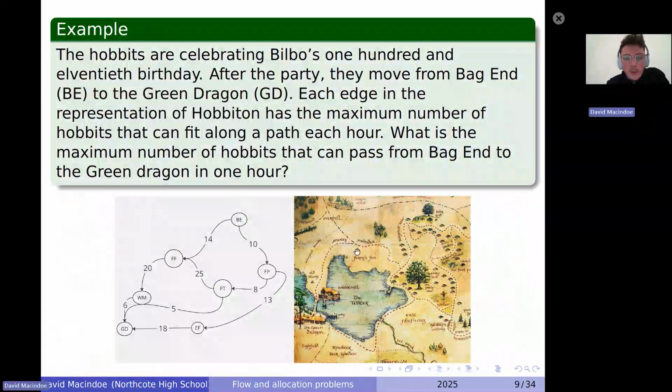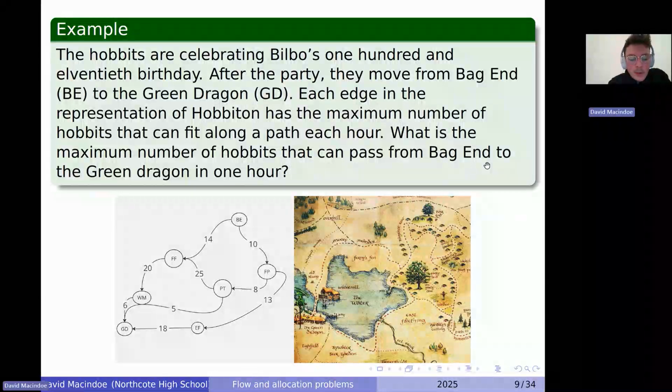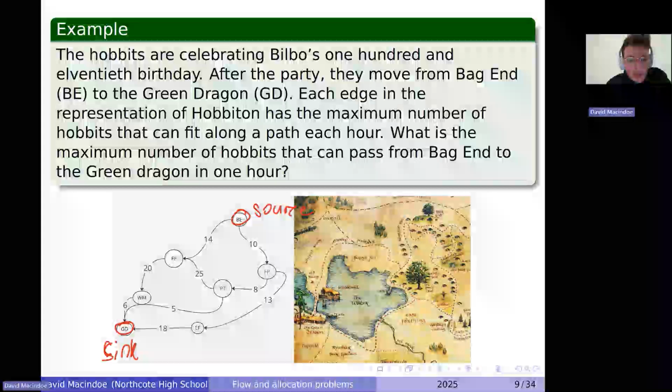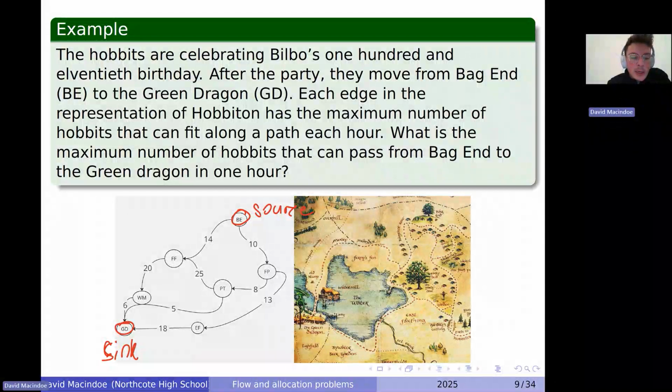Here we've got another example. Feel free to pause the video and give it a watch. Do I have a bigger graph? I don't. Okay, well, I made this little network of Hobbiton, and we're going to try and see how many hobbits can go from the source at Bag End to the sink at the Green Dragon. Perhaps this example is good for showing some things, where there are some cuts that you just wouldn't bother doing.